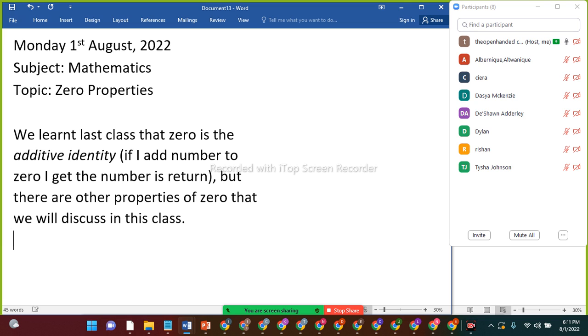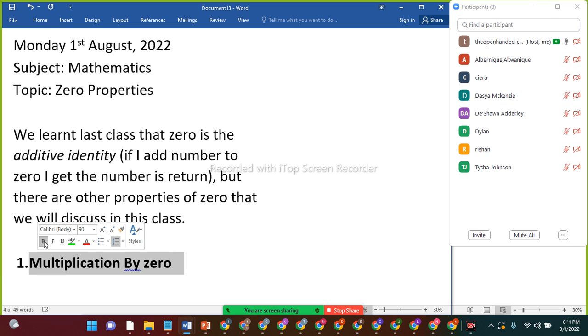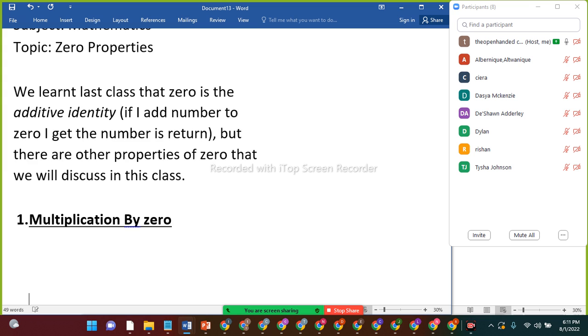So the first one is multiplication by 0. That's the first one we'll talk about. What happens when we multiply any number by 0?